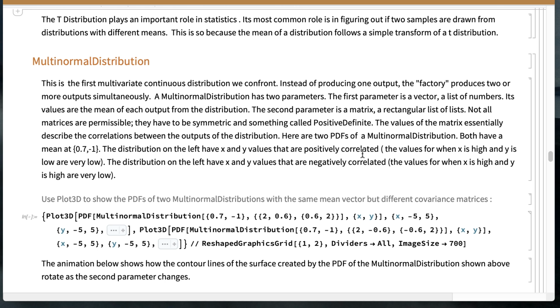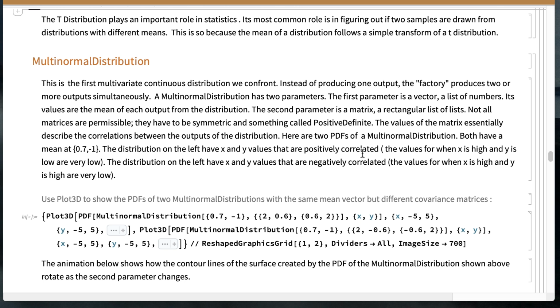In fact, they likely do contain more than one number each. The first parameter is a vector. It's a list of numbers, and its values are the mean of each output from the distribution. So if the distribution has two outputs, and the mean output of the first number is 3, and the mean output of the second value is -1, then that parameter is going to be 3, -1.